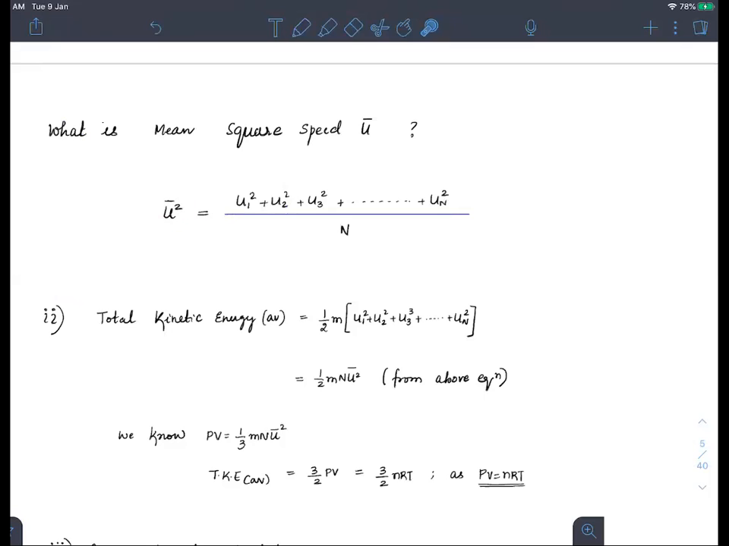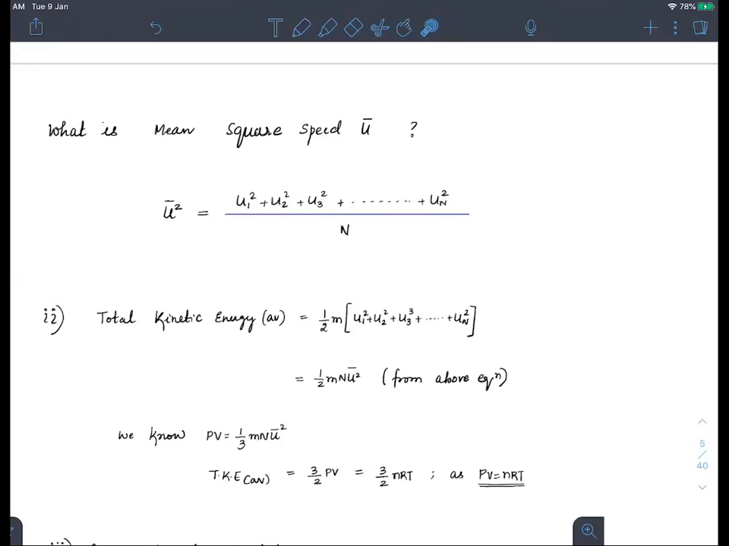So what is the mean square speed from here? Considering you have n number of particles, u square bar will be u1 square plus u2 square plus u3 square and so on up to un square, divided by n. This u1 means there is a particle 1 which has a certain speed u1. There is a particle 2 which has a certain speed u2. There is particle 3 which has speed u3. So if you take the sum of all of that divided by n, you will get the mean square speed.